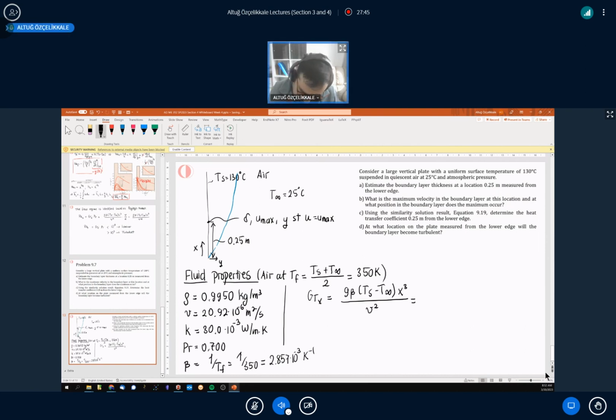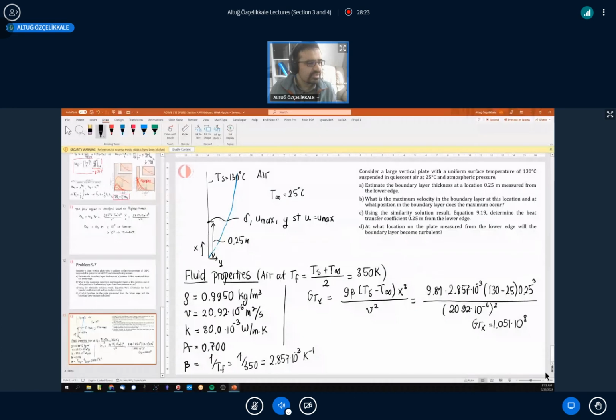And that's going to be 9.81 times 2.857 times 10 to the power minus 3, the temperature difference of 130 minus 25, and the distance 0.25 raised to the power 3, divided by 20.92 times 10 to the power minus 6, but this is the square of that. And then we obtain the Grashof number as 1.051 times 10 to the power 8.